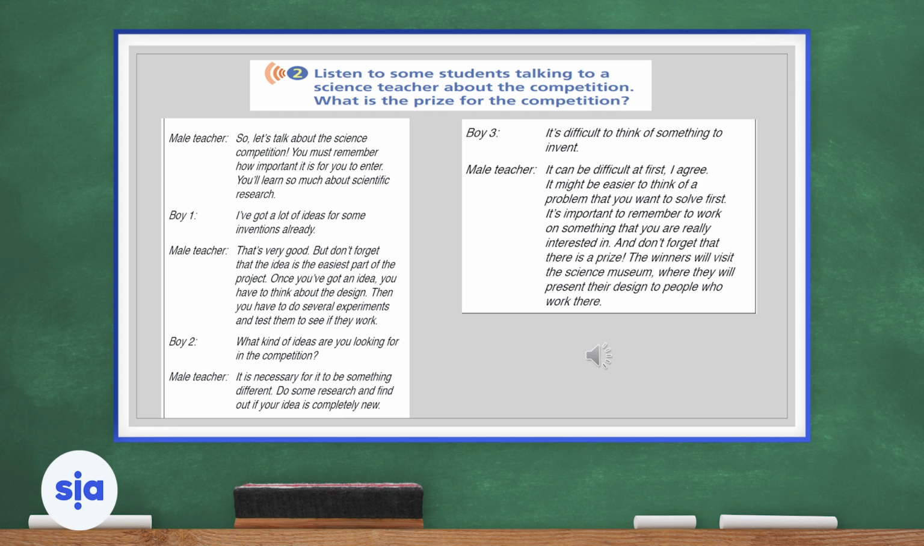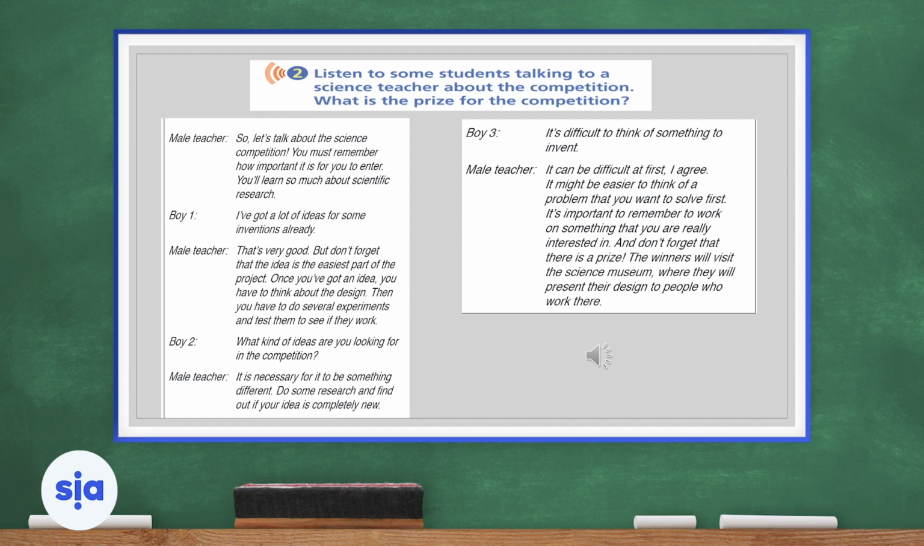So let's talk about the science competition. You must remember how important it is for you to enter. You'll learn so much about scientific research. I've got a lot of ideas for some inventions already. That's very good. But don't forget that the idea is the easiest part of the project. Once you've got an idea, you have to think about the design. Then you have to do several experiments and test them to see if they work.